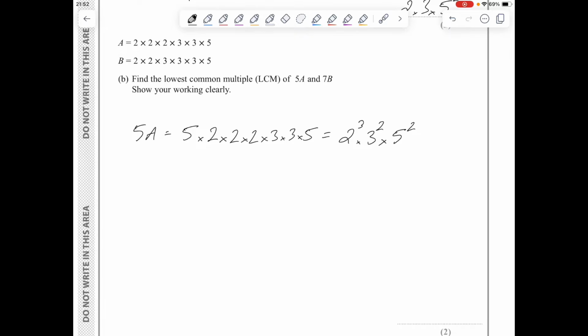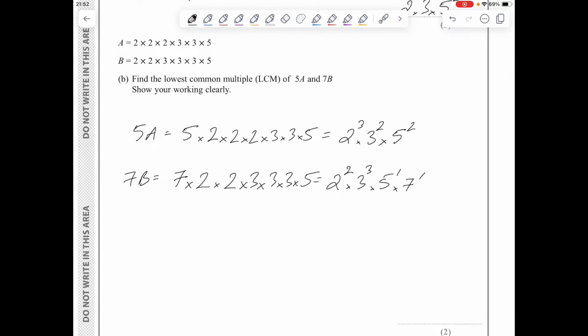Let's repeat for 7b. This is 7 times all these numbers. So times 2 times 2 times 3, 3, 3, and 5. I can write this as 2 to the power of 2 times 3 to the power of 3 times 5 to the 1 times 7 to the power of 1.